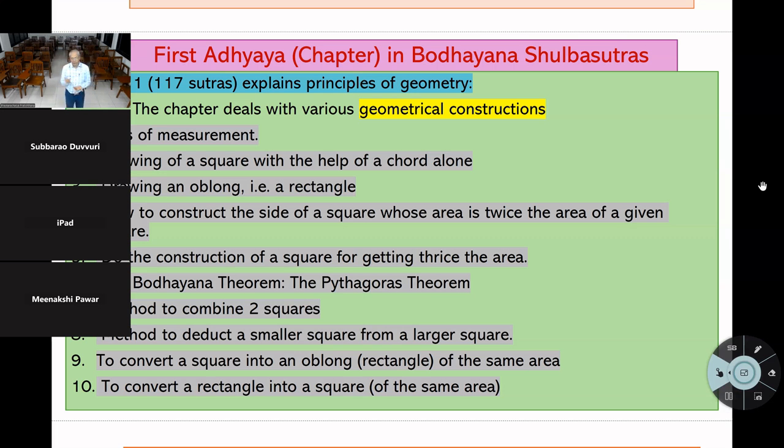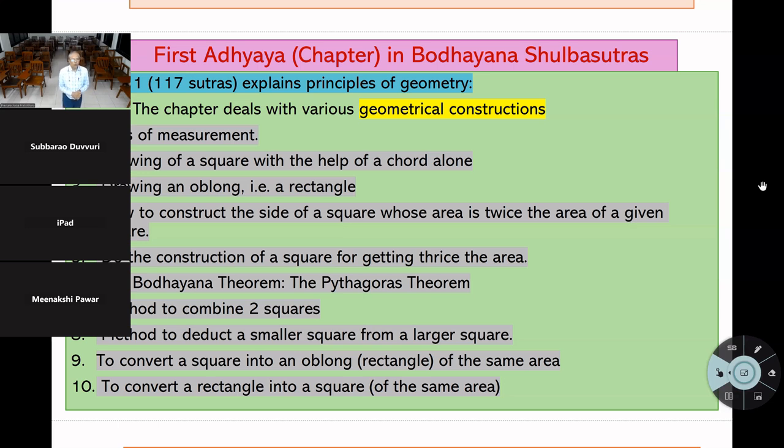Similarly, the other question is subtract. Subtract one square from a larger square. Subtract means what? You want to construct another square such that the sum of these two is equal to that larger square. That is the area. Area is the sum of the two areas.